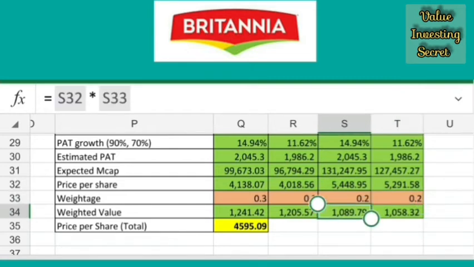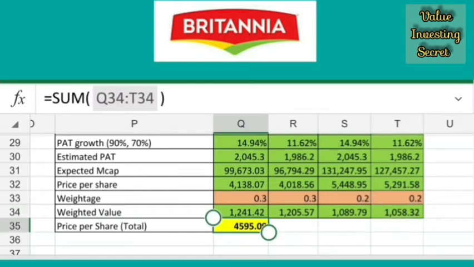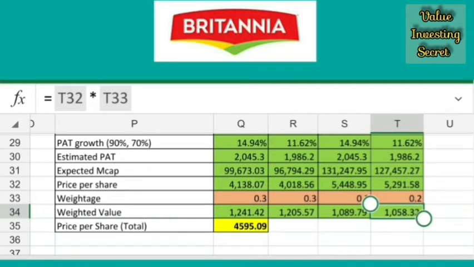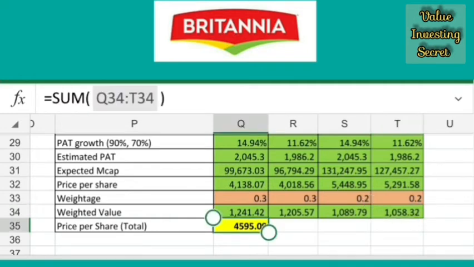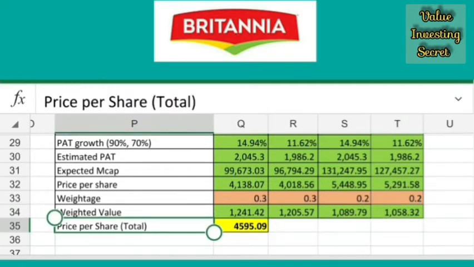Then all these weighted values are added together to get the final price. That is, my final price is 4595.09 rupees per share. This is the total value of all these scenarios, that is 4595.09 rupees.